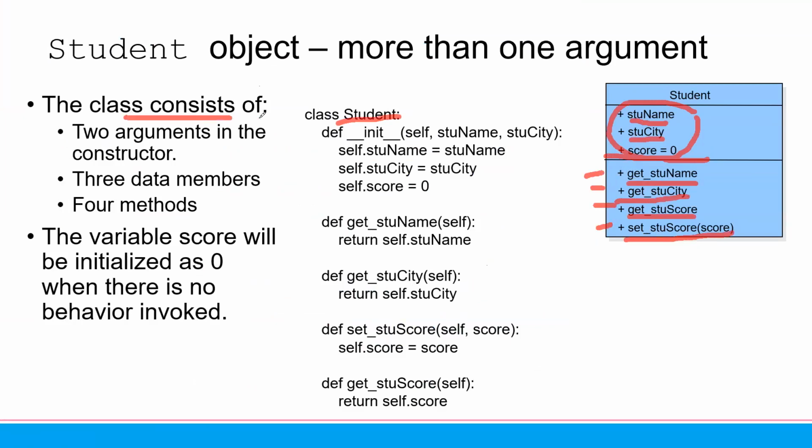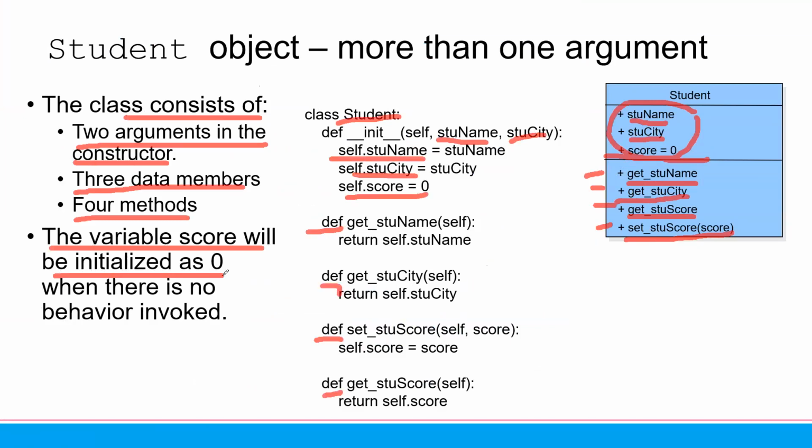So the class consists of two arguments in the constructor. And there should be three data members, and there are four methods. So there are two arguments in the constructor, however, we have three data members. It is possible. And we have one, two, three, four functions or four methods. The variable score will be initialized as 0 when there is no score info. So at the first time, every object will have the score equal to 0. We can set another score later.